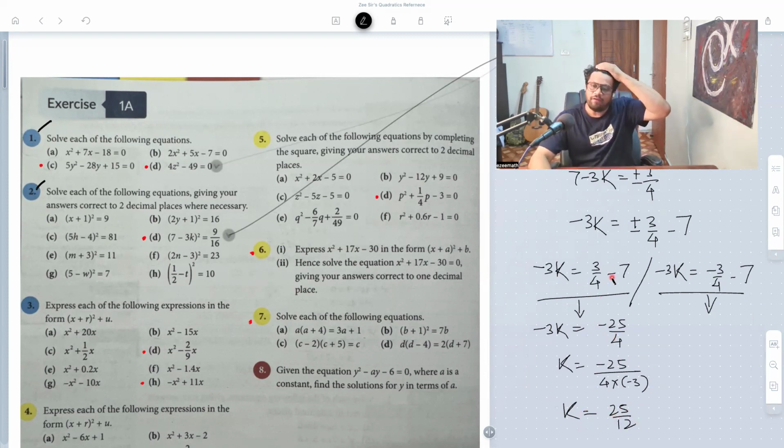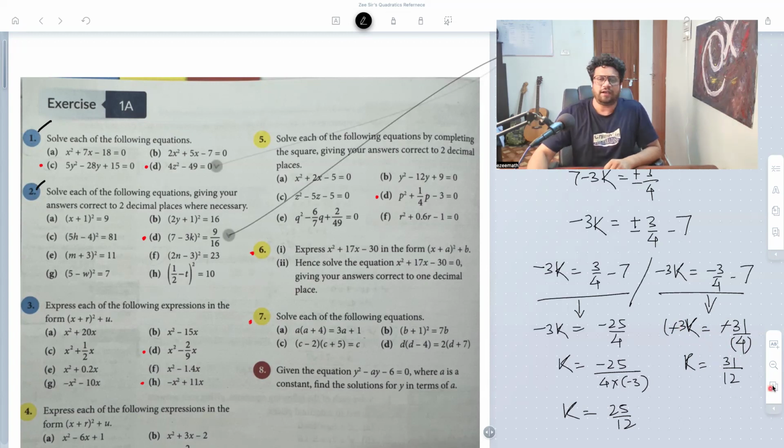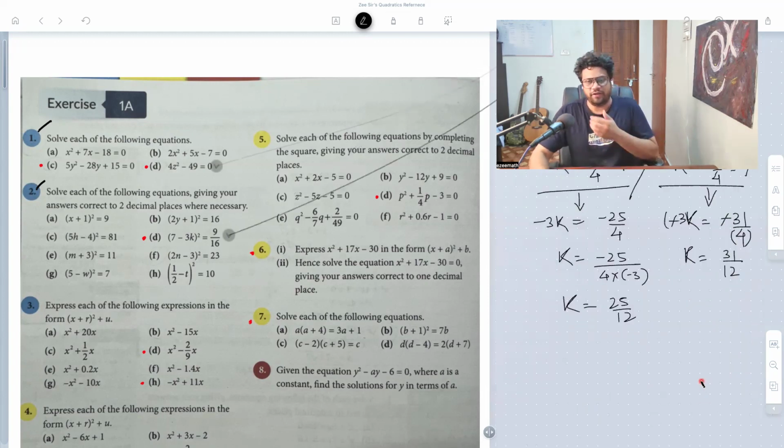Well, 3 by 4 minus 7, I don't think I need to tell you how to do it. In case you are not sure about it, I would like you to do it on the calculator. Here, minus 3k equals, this is going to be minus 31 by 4. K in that case comes out to be 31 by 12. Why? Because this 3 comes down here in the denominator, multiplies with the 4, gives you a 12, and the minus would cancel out. So all you're looking at is 31 by 12 and 25 by 12. Let me check if my answer is correct.